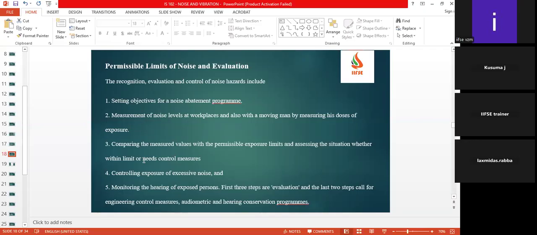Then controlling the exposure to excessive noise. Once you are able to do a comparison, then we can look for the control measures. Then monitoring the hearing of exposed persons. The first three steps are evaluation. The last two steps call for the engineering controls. Like the first two steps, in the sense, setting objectives and measurement, and the last three will be looking at the engineering control side, and also the medical health checkups, which is nothing but audiometric examinations.